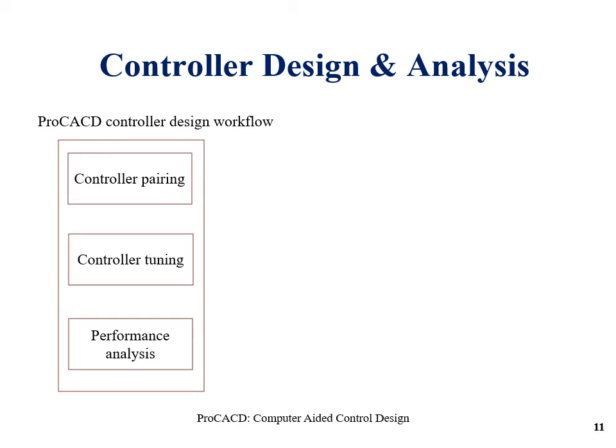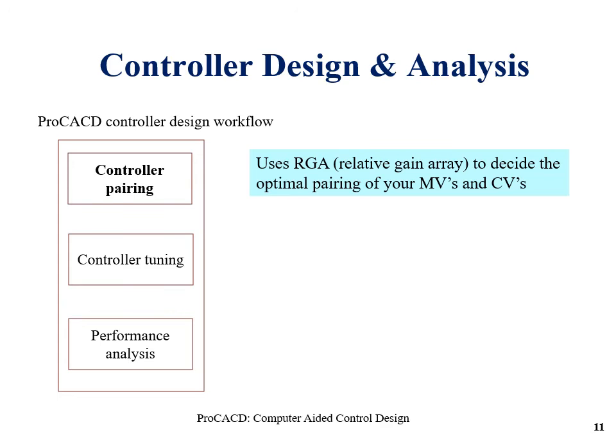First is controller pairing. In controller pairing, this is a very important step in processes where there are multiple manipulated and controlled variables. It gives you the best pair in order to design a robust control system for the process. In this tool we take all the possible pairs of manipulated and control variables and generate what we call a relative gain array. This relative gain array gives the information about what is the best possible pair.